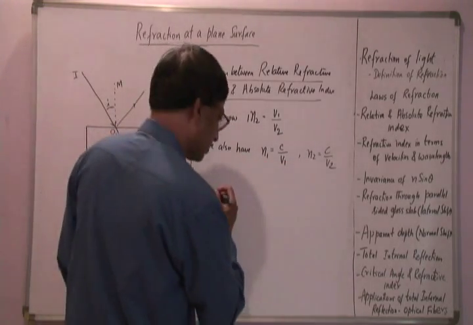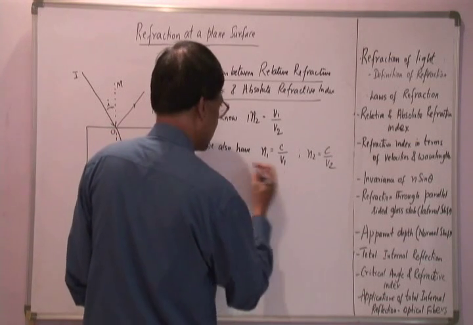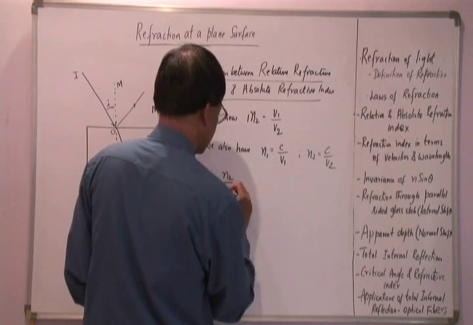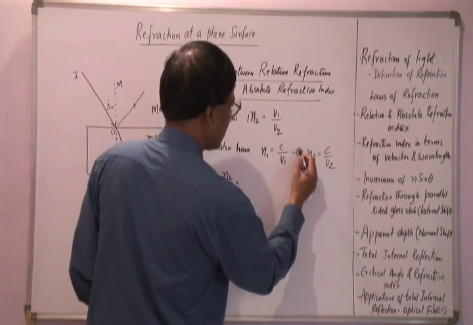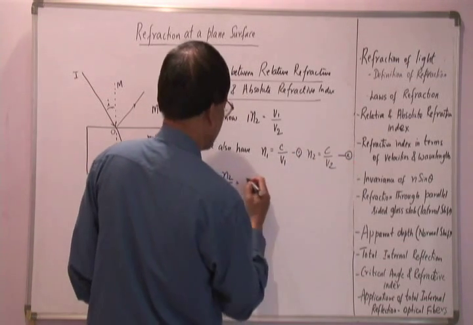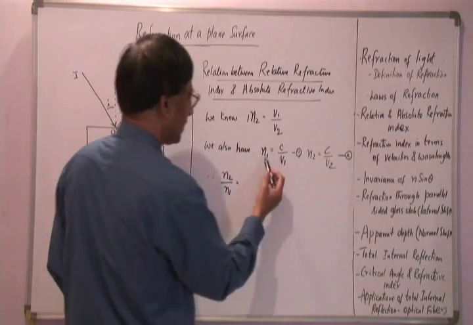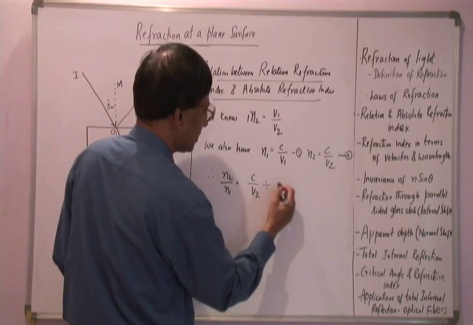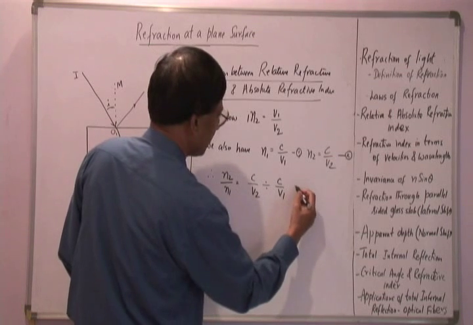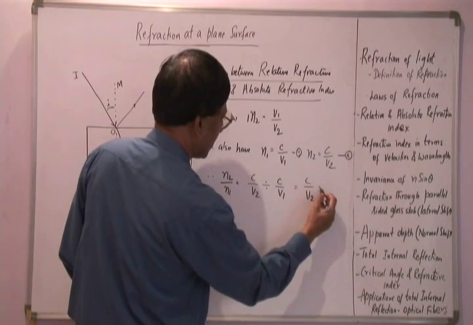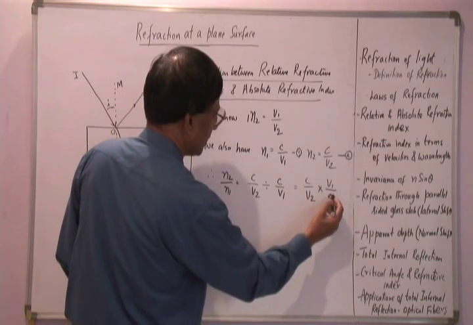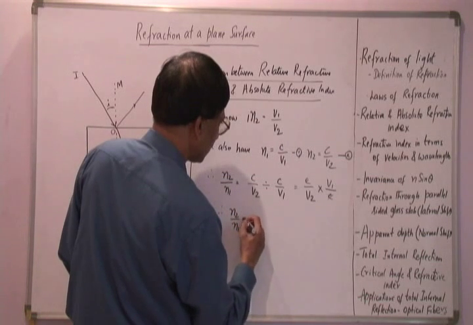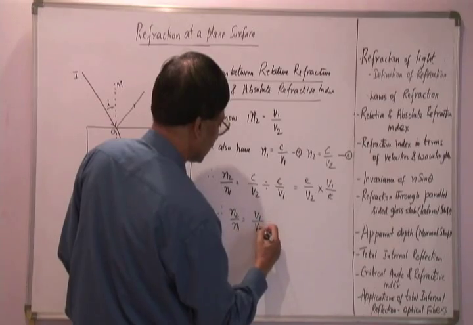So let me find out the value for n2 by n1. If I call the first expression equation 1 and the second equation 2, from equations 1 and 2, I find n2 divided by n1 is equal to C divided by V2 divided by C divided by V1, which is the same as C divided by V2 multiplied by V1 divided by C. I cancel off C here, and therefore I get n2 divided by n1 is equal to V1 divided by V2.